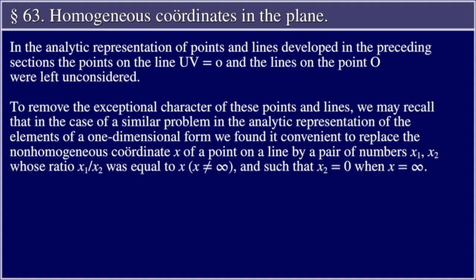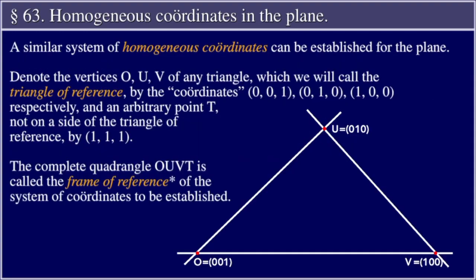problem in the analytic representation of the elements of a one-dimensional form, we found it convenient to replace the non-homogeneous coordinate x of a point on a line by a pair of numbers x1, x2, whose ratio x1 divided by x2 was equal to x, not equal to infinity, and such that x2 equals 0 when x equals infinity. A similar system of homogeneous coordinates can be established for the plane.